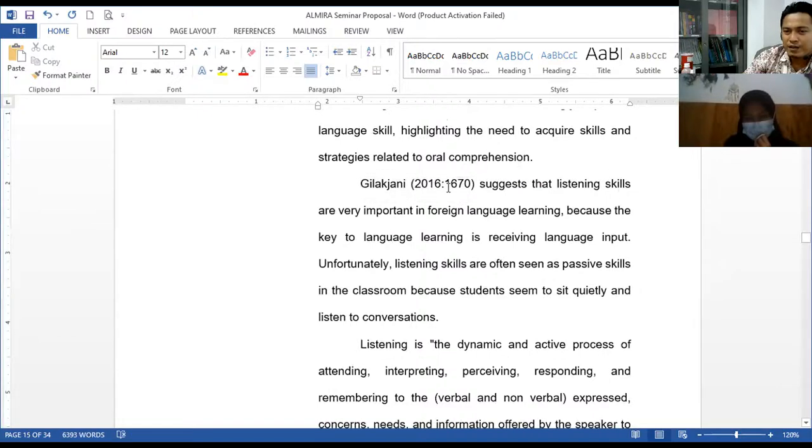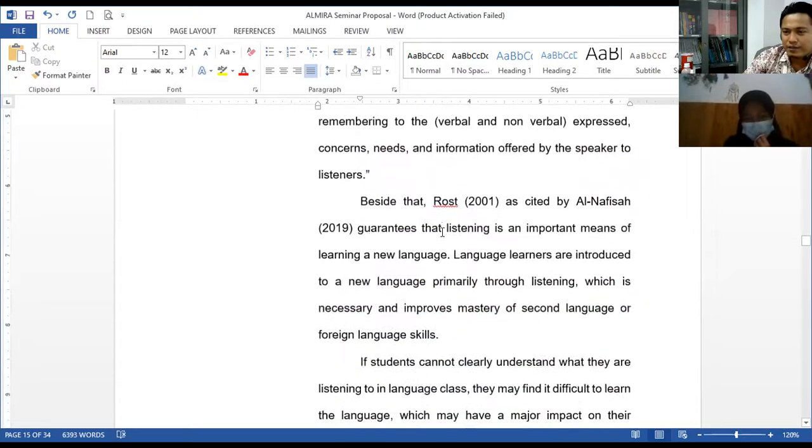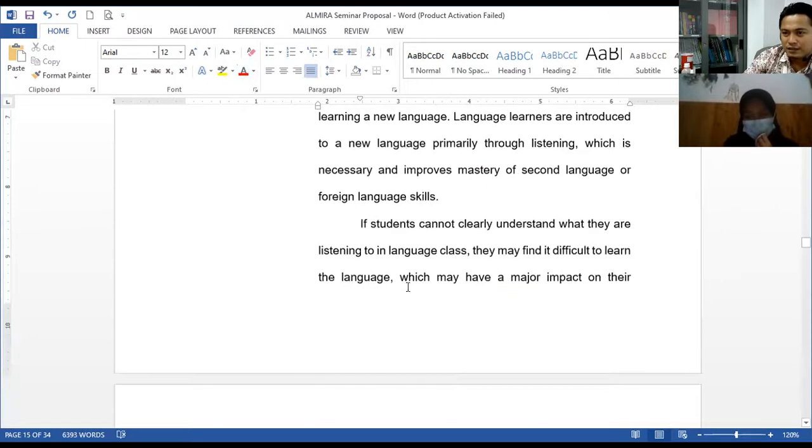Yeah, the example of this one. For the previous one, that will be okay. And then not with this one, 2001.